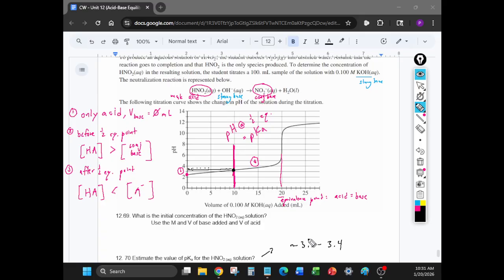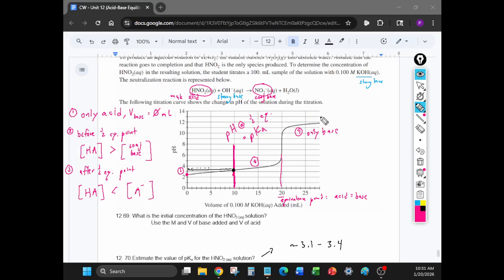Okay, so that's a key thing to know. The pH at halfway equivalence point is equal to the pKa. And then the final section is when you get past equivalence point, that's where you have only your base. We don't really look at that very much, but that's our last section.